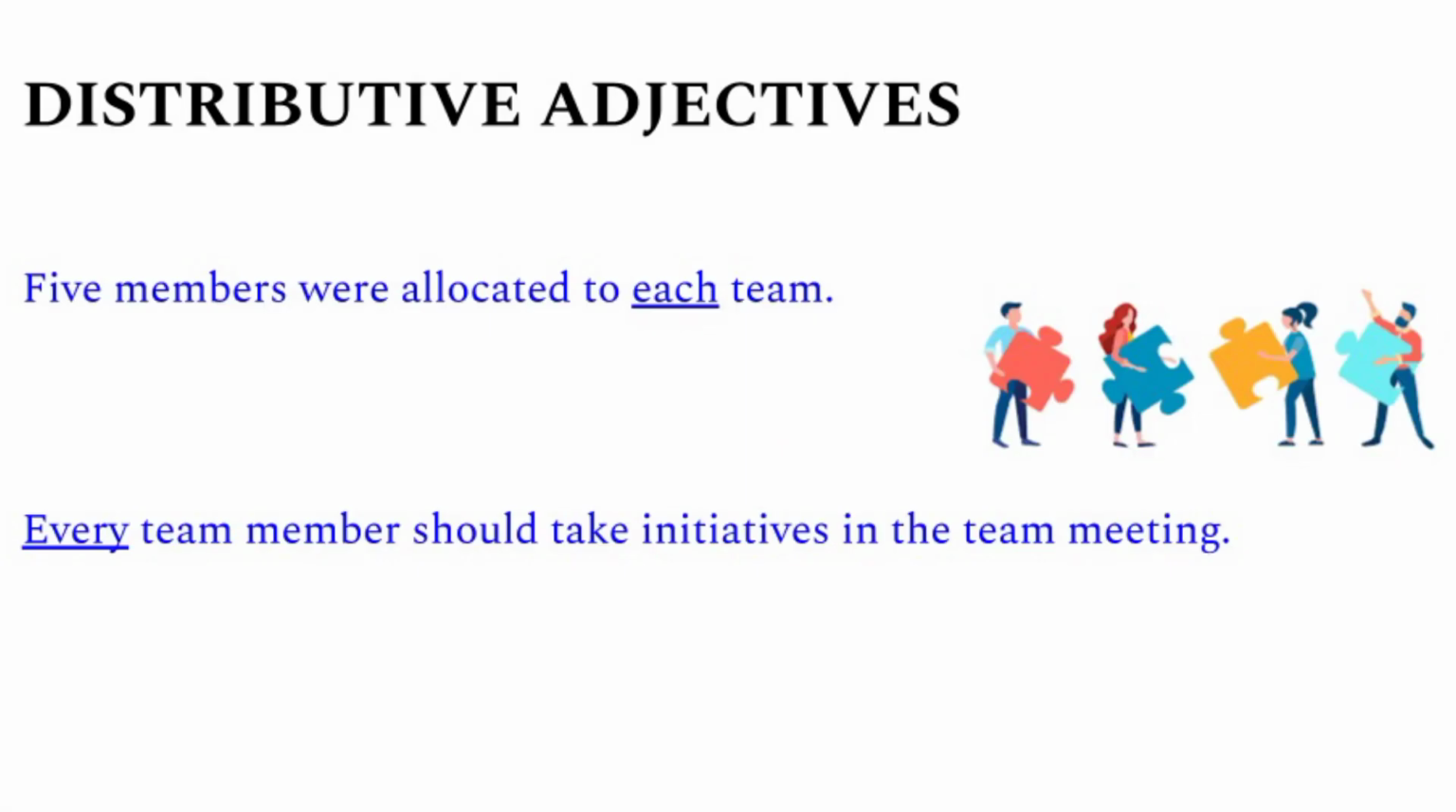The final type of adjective is distributive adjective. An adjective used to represent people or things individually among groups. Each, every, none, both, any, either, neither are some of the distributive adjectives. For example, 5 members were allocated to each team. Every team member should take initiatives in the team meeting.